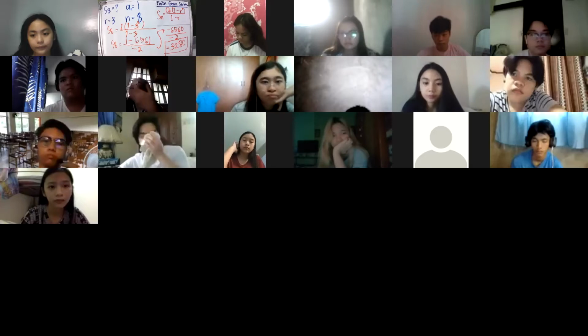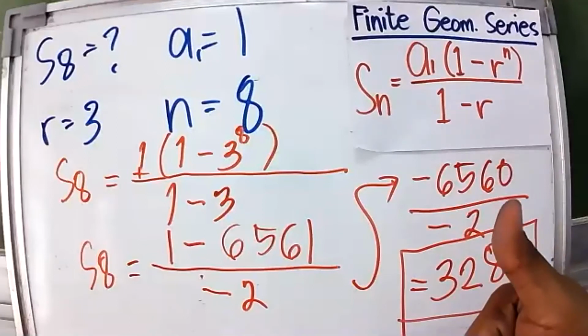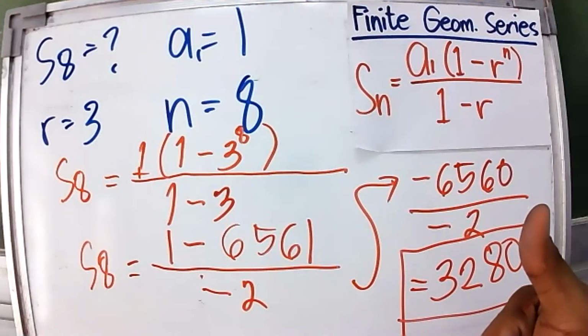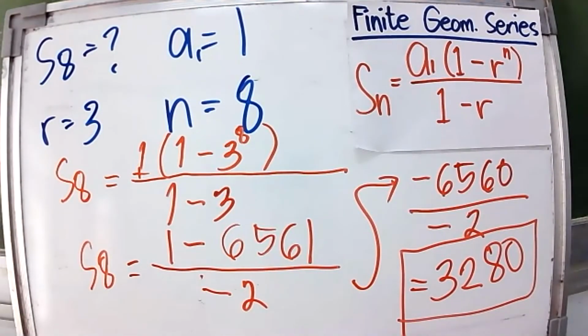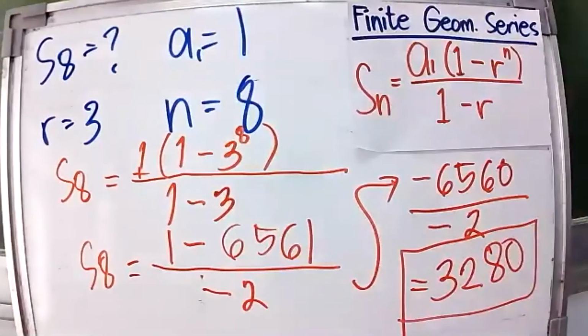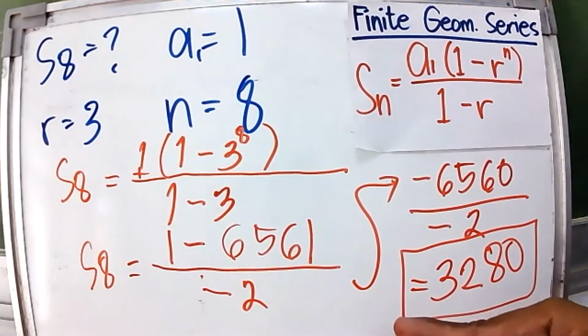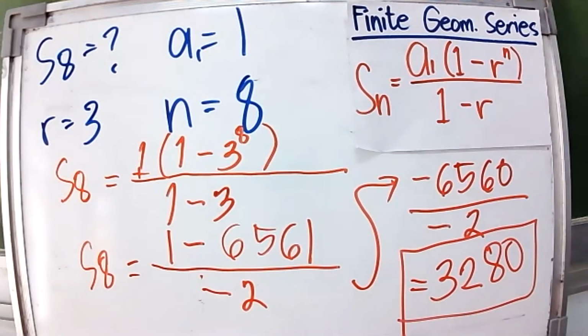Very good. Okay. So, are you already okay with this? Or you want another example? Sir, may shortcut po ba yan? Yan na yung shortcut niyan. Ang shortcut niyan is by using your calculator. Mas mabilis sa calculator. But if you want to do the manual computation like this, you will follow this process. Okay?